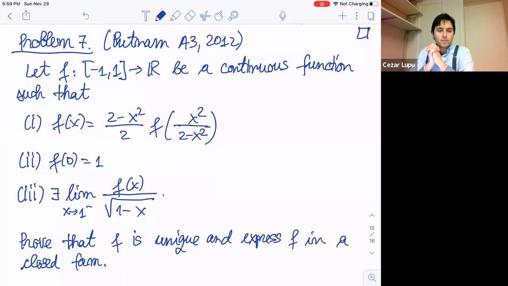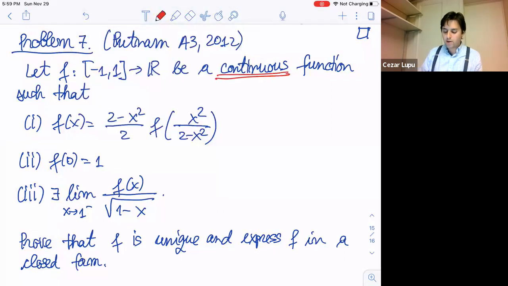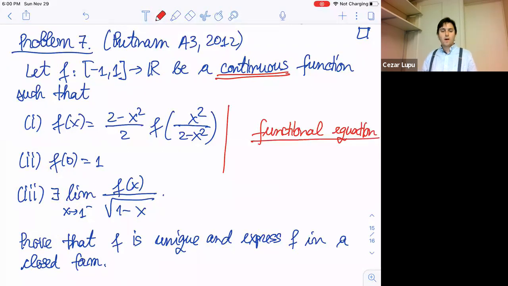All right, so let's look at the problem. As you can see, f is continuous. That is the condition that we have. But you just look at it here, and we have this functional equation. You see these two parts. So this will define what we call a functional equation. Well, it's not a Cauchy functional equation, but it's kind of a functional equation. So we'll have to do something about it.